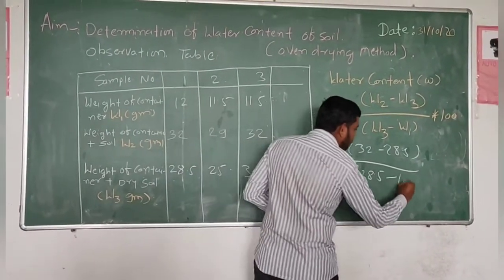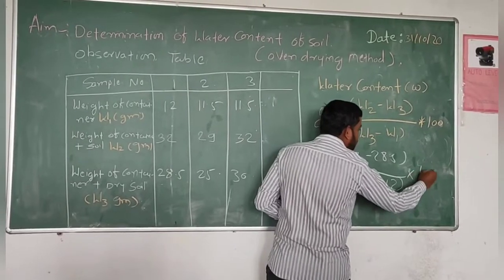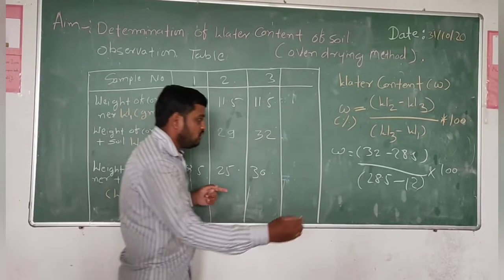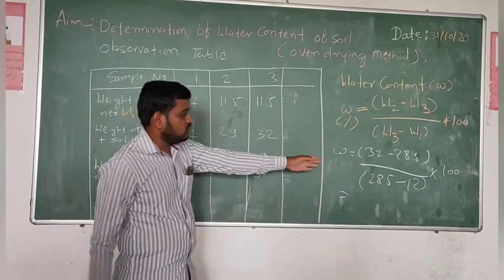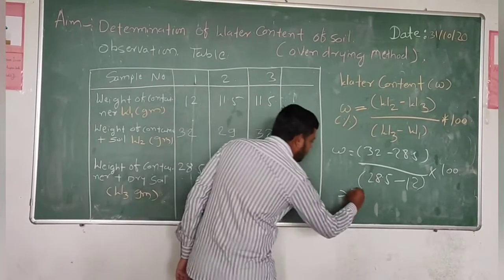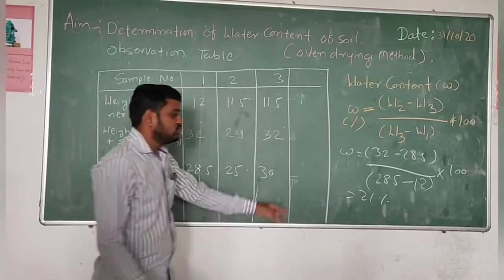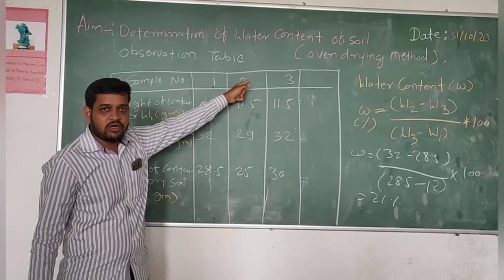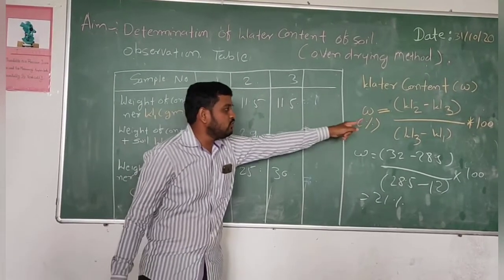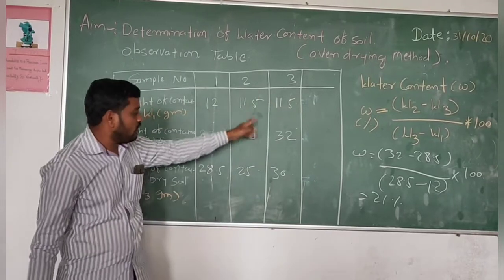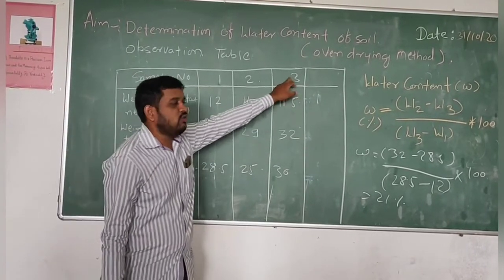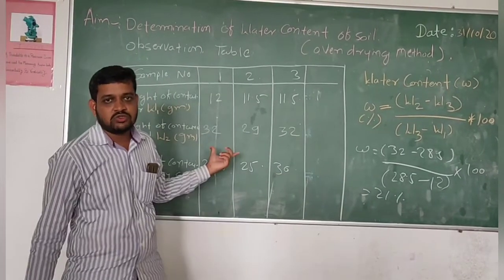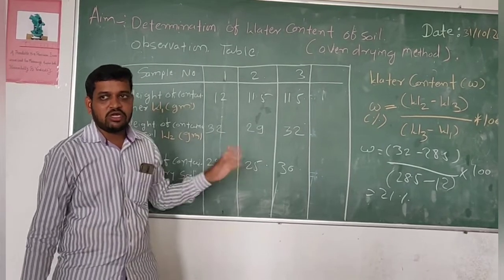Now put that value of W1 into this equation and find out the water content for sample number 1, in percentage. If you put in the values, you will get the water content equal to 21%. So this is the water content for sample number 1. Similarly, we have to find the water content for sample number 2 by putting in the values of W2, W3, and W1. Similarly, find the water content for sample number 3 and take the average of these 3, and you will get the water content of the soil.